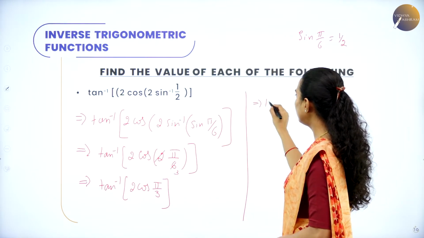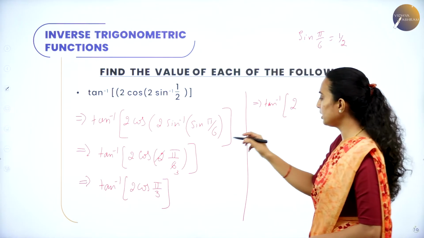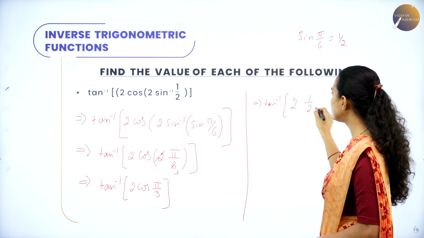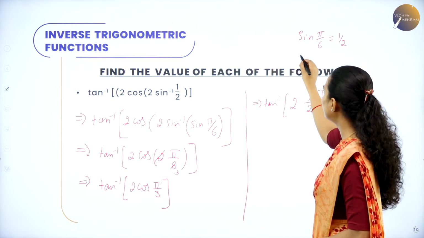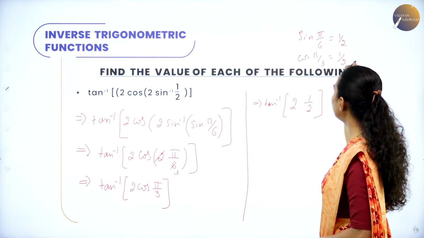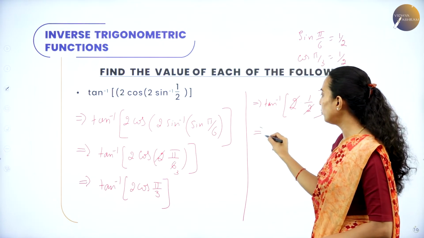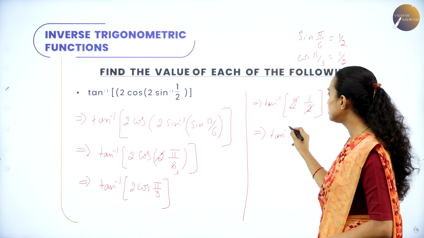So tan inverse of 2 times cos pi by 3. The value of cos pi by 3 is 1 by 2. Therefore, here I am going to write it: cos pi by 3 is also 1 by 2. So, therefore, here 2 will go. You are going to remain with tan inverse 1.